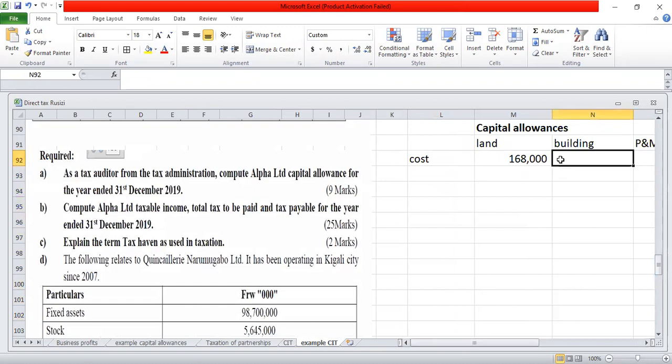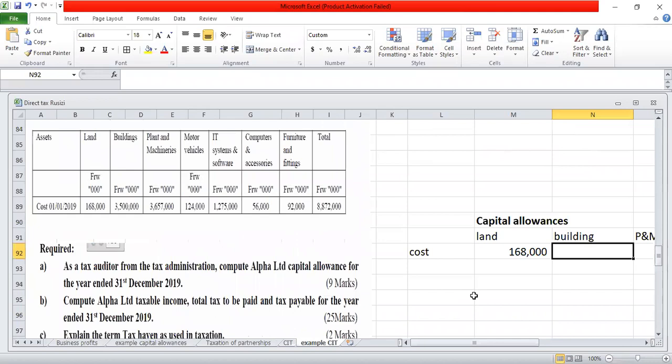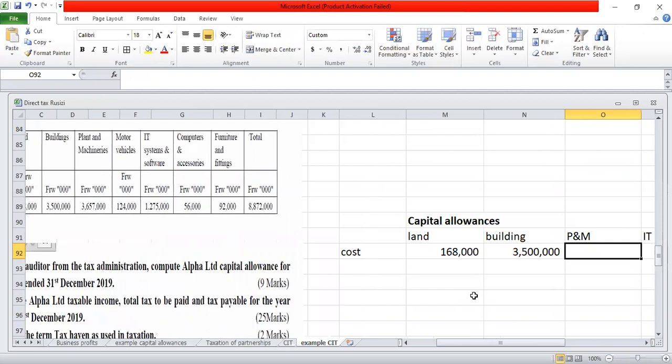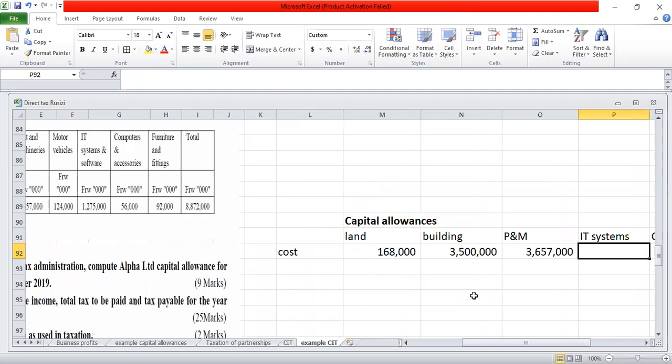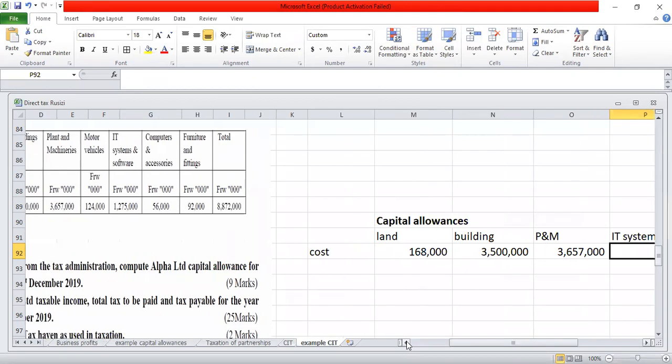The cost, then you have the building is 3.5. Then 365, 7. Then I have, I had skipped, I think, the motor vehicle. I'm going to put them in other asset. Motor vehicle, I'm going to put into other asset.